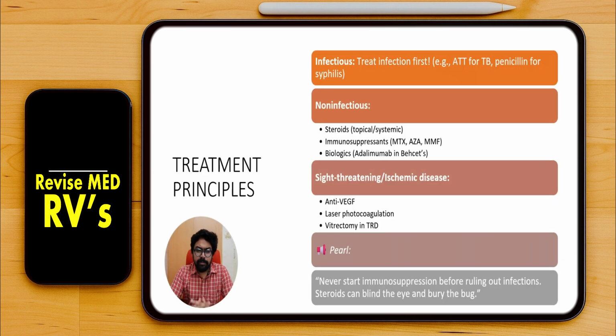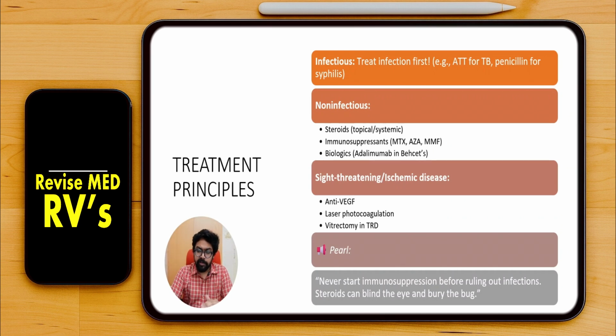Coming to the treatment principles, as I told earlier, if it's an infection, treat the infection first, that is, ATT for tuberculosis and penicillin for syphilis. If it's a non-infectious etiology, you can use steroids, which can be topical as well as systemic depending on the clinical setting, and you can start immunosuppressants if it's an autoimmune pathology. You can start methotrexate, azathioprine or MMF, and biologicals are indicated for Behçet, especially infliximab and adalimumab.